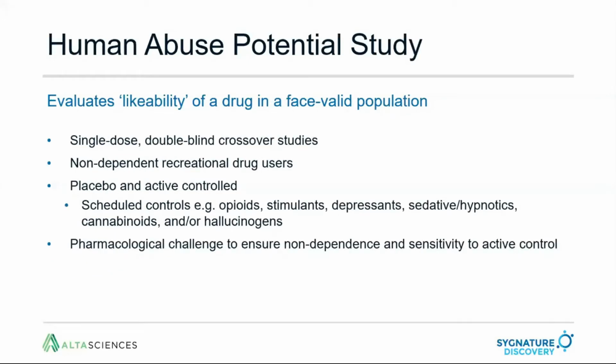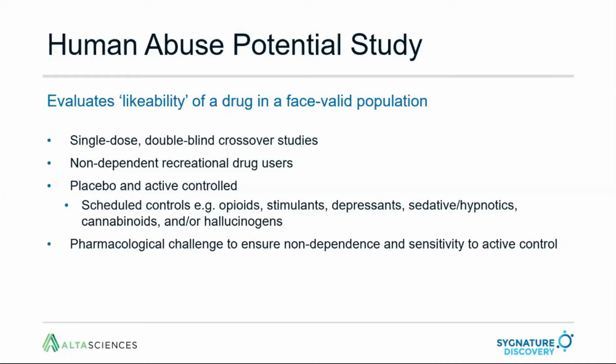The dedicated human abuse potential study serves to evaluate the likability or attractiveness of a drug for abuse in a face-valid population. These studies are single-center, single-dose, double-blind, crossover design studies. The study population typically comprises normal, healthy males and females, generally between the ages of 18 and 55 years of age. And these subjects are not physically dependent on drugs or alcohol.